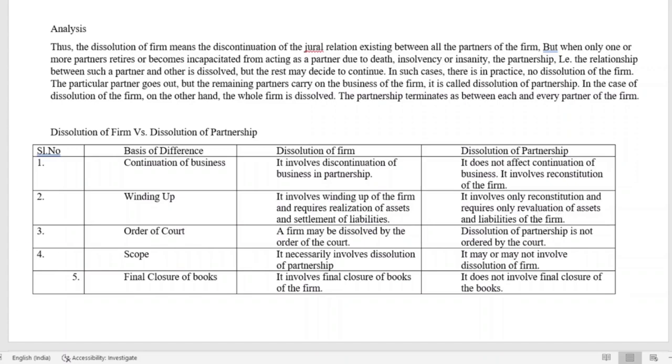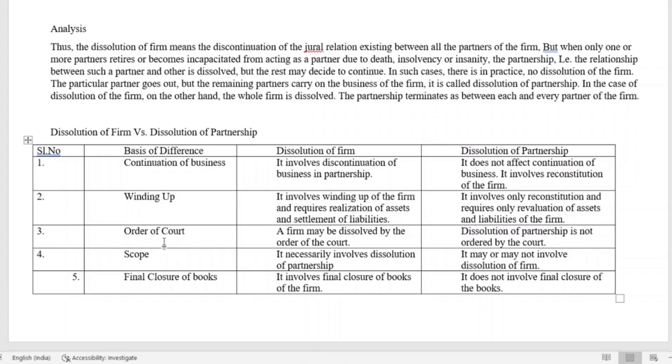That means when the reconstitution has been made, subject to that reconstitution, there will be some formalities with regard to the assets and liabilities of the firm with regard to the partner who has left the firm. So that is the aspect we can see with regard to the dissolution of partnership. With regard to the dissolution of the firm, there will be complete settlement of the accounts, liabilities, etc.